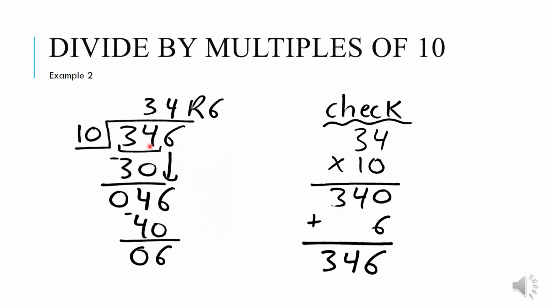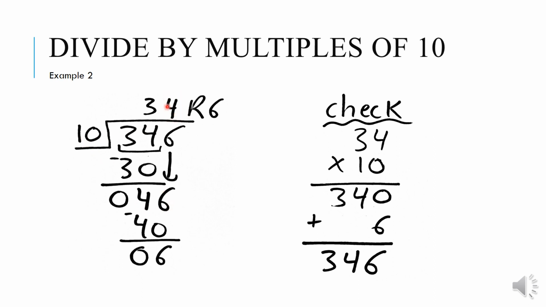What's 10 times 3? It's 30. I write it directly under the 34. Now I subtract: 34 minus 30 equals 4. Now I have to bring down the 6. Since I brought down a digit from the dividend, I should repeat the long division process. Now I have 46. I ask myself, how many tens do I need to make 46 or almost 46? 10 times 4 is 40. 10 times 5 is 50. 50 is greater than 46, so I should use 10 times 4.